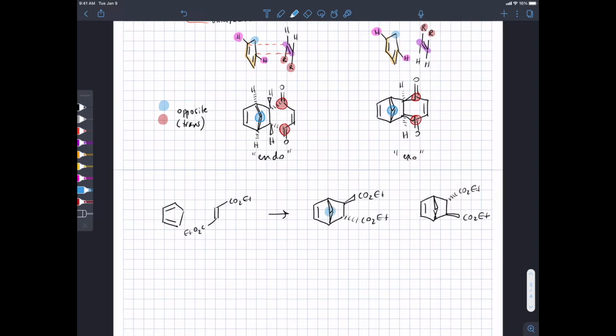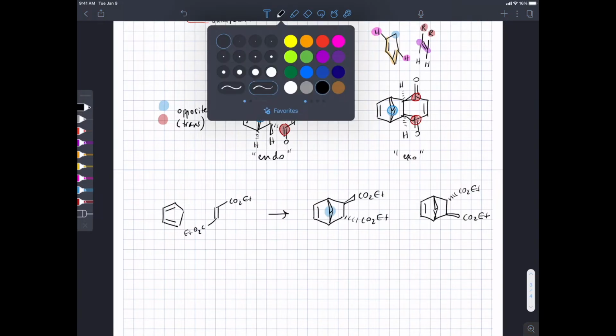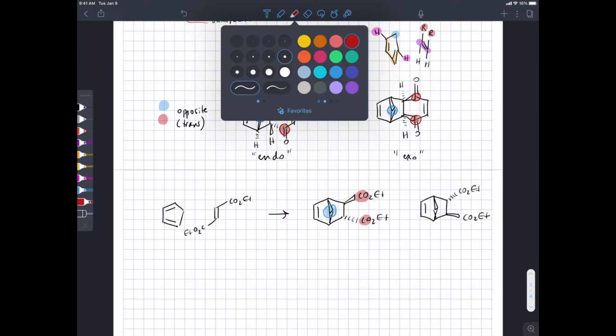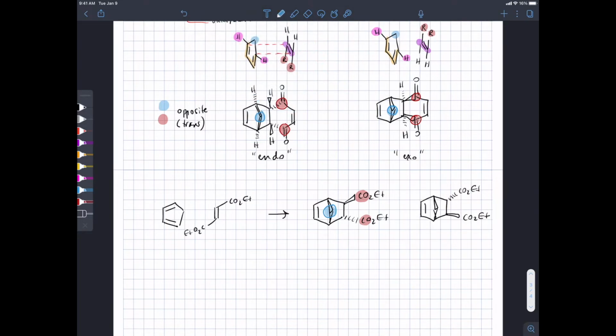And again, we can compare the relationship between the two groups, the group or groups that was inward on the diene, and then the groups on the dienophile or the olefin. The problem is that one of the groups on the olefin is cis to the blue group, and the other is trans to the blue group. And so it's completely unclear whether one is endo versus exo. You'd have to specify which of these two you were talking about, and that just gets confusing. And in that situation, we don't bother assigning endo versus exo at all.